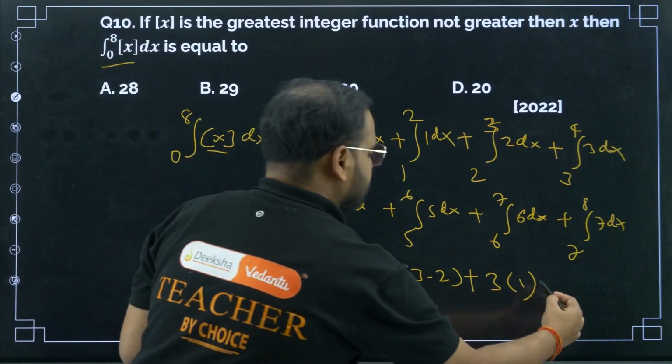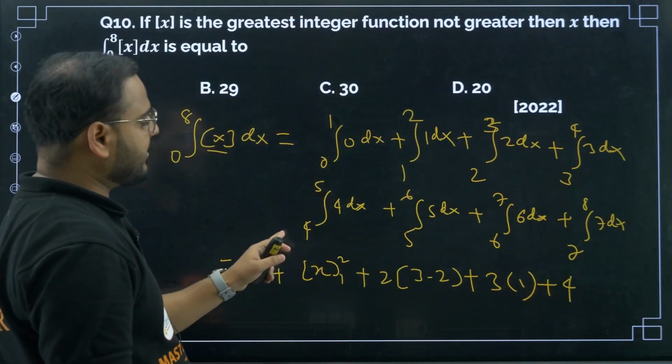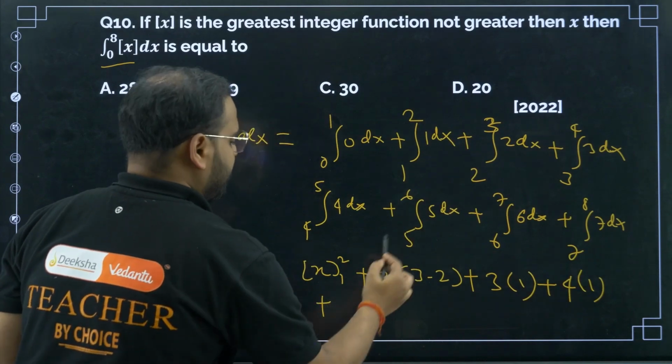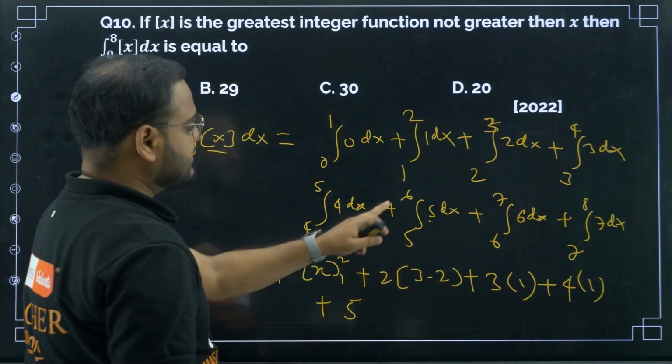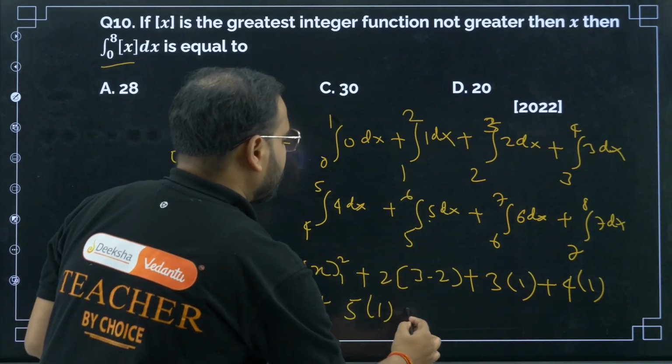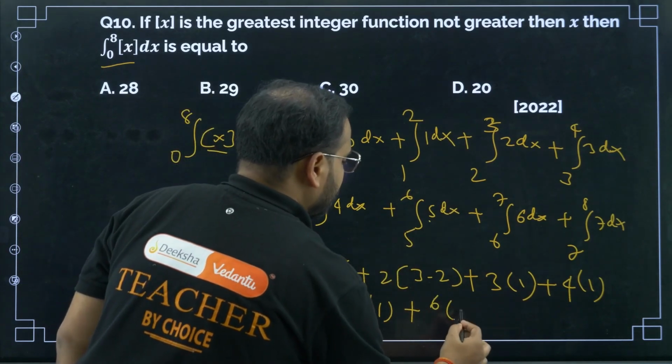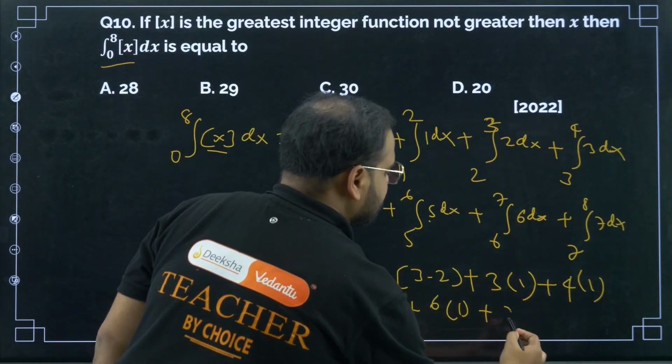For 4, 4 is the constant I have taken outside. 5 minus 4 will become again 1. For 5, 5 is a constant I have taken outside. 6 minus 5 will become again 1. Same thing goes over here. So I'll have the constant 6 outside, 1, and last one 7 outside, 1.